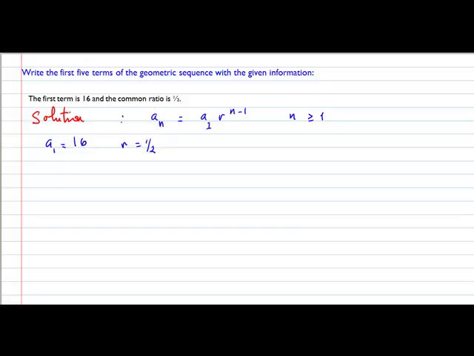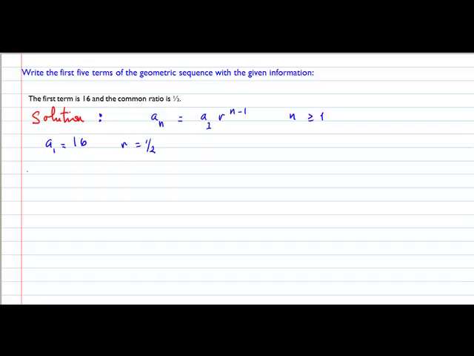So I'm using this formula here, which is the general term of the geometric sequence, a sub n equal to a sub 1 times r to the n minus 1, where n is greater or equal to 1. And they've given us the first term, a sub 1 is 16. Our ratio r is 1/2.